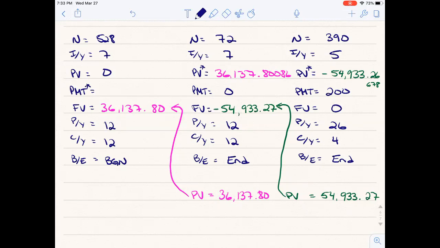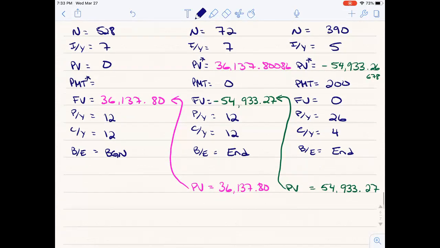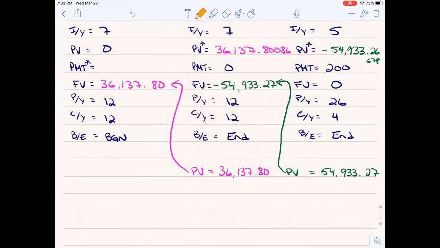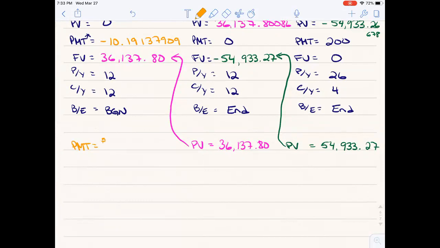And now we can compute the payment amount. And we get a payment of, you see the yellow, or it's orange, I guess, negative 10.19137909. So payments must be $10.19. So monthly payments of $10.19 for 44 years.